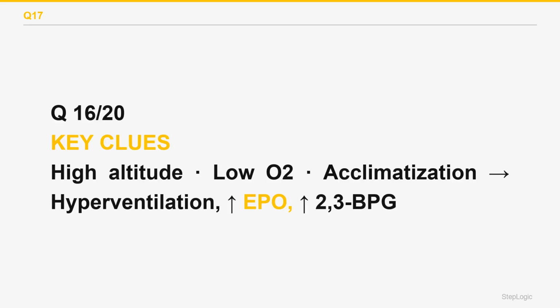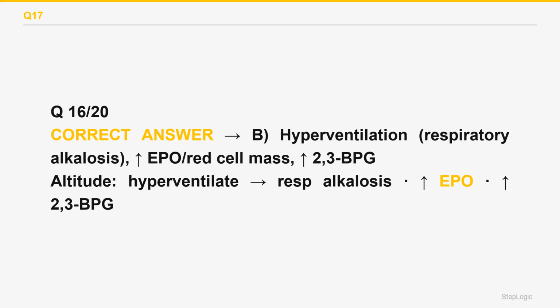At high altitude, the low barometric pressure means low inspired oxygen, causing hypoxemia. The body acclimatizes with several responses. First, the low oxygen stimulates the peripheral chemoreceptors to drive hyperventilation, which blows off CO2 and produces a respiratory alkalosis. Second, the chronic hypoxia stimulates the kidneys to release erythropoietin, increasing red cell mass over days to weeks to carry more oxygen. Third, red cells increase 2,3-BPG, which right shifts the oxygen-hemoglobin curve to enhance oxygen unloading to the tissues. Chronic hypoxia also causes hypoxic pulmonary vasoconstriction, raising pulmonary pressures.